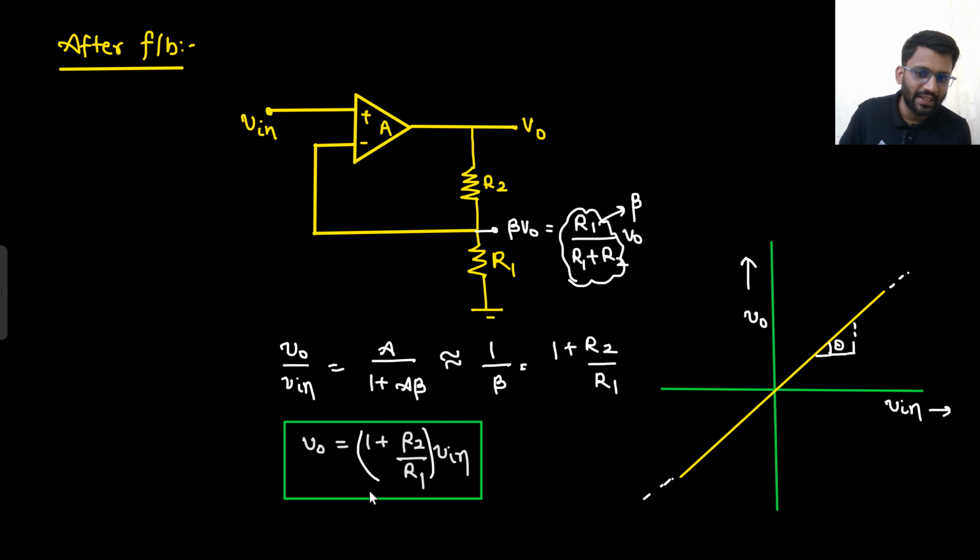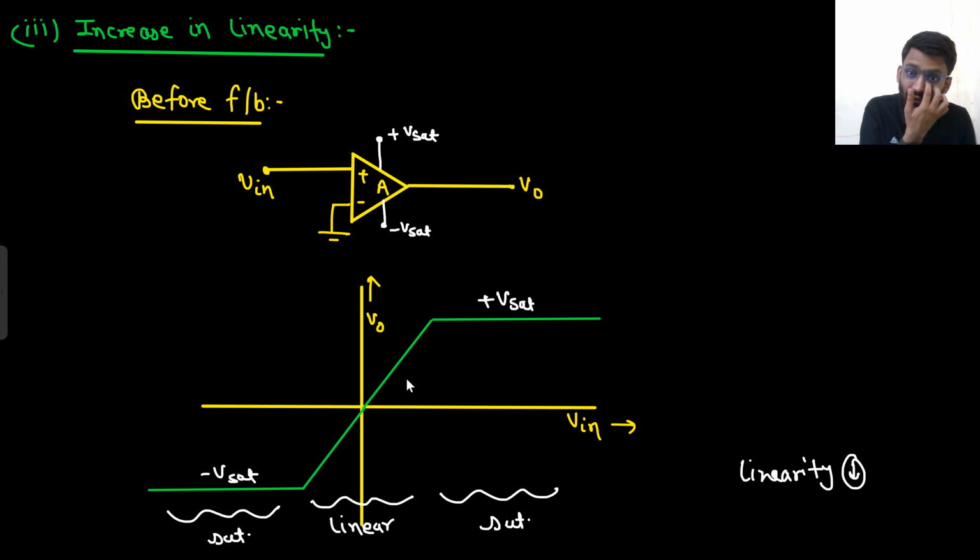But here the value of 1 plus R2 by R1 will be less, whereas in the open-loop case the A value is very large. Here V naught was A V in, so it will also keep on increasing, but since the A value is very large, it will be linear only for a very small range of V in.